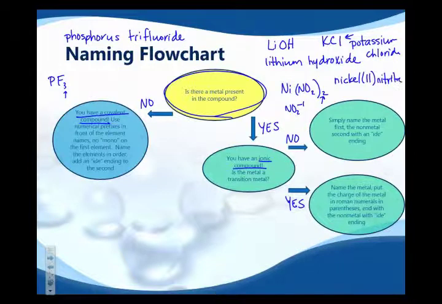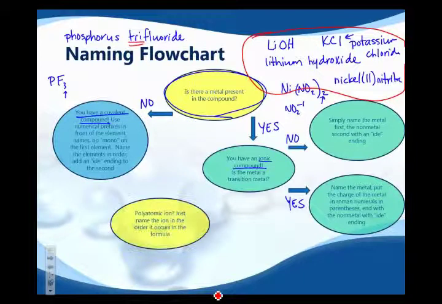Notice that in all of these ionic compounds over here, I did not use numerical prefixes like I did in my covalent compound. In fact, we only use numerical prefixes in covalent compounds. And like I demonstrated here, if you have a polyatomic ion, just name the ion in the order it occurs in the formula.